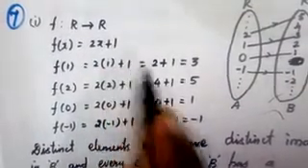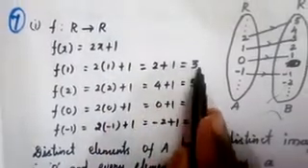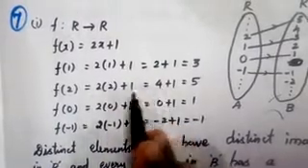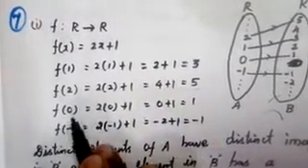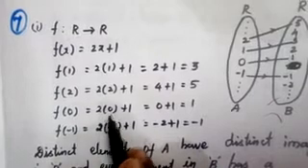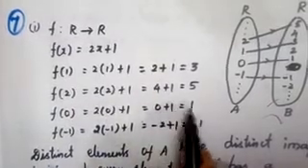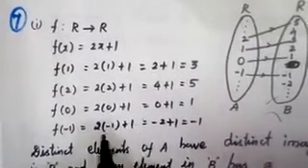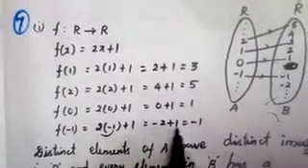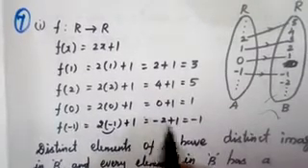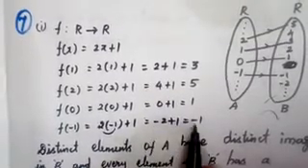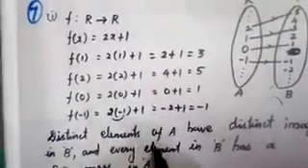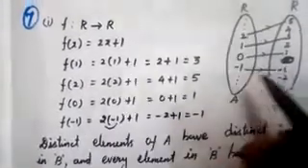2 into 1 plus 1. 2 into 1 is 2, plus 1 equal to 3. Next you have to substitute x is equal to 2. 2 into 2 is 4, 4 plus 1 is 5. Next you have to substitute x is equal to 0. 2 into 0 is 0, 0 plus 1 is 1. Next f of minus 1: 2 into minus 1 plus 1. 2 into minus 1 is minus 2, plus 1. Different signs, so you have to subtract. 2 minus 1 is 1. The bigger number's sign is minus. So minus 1.